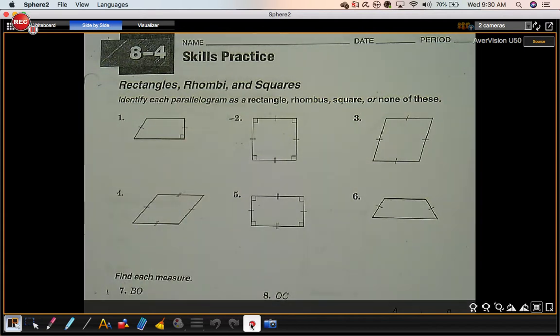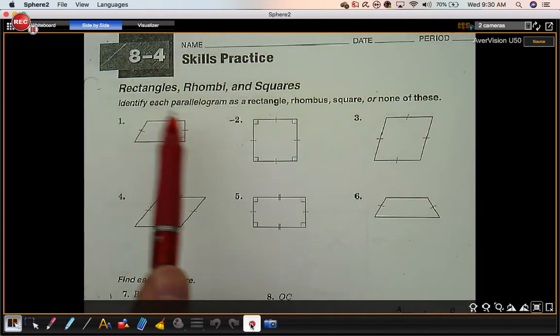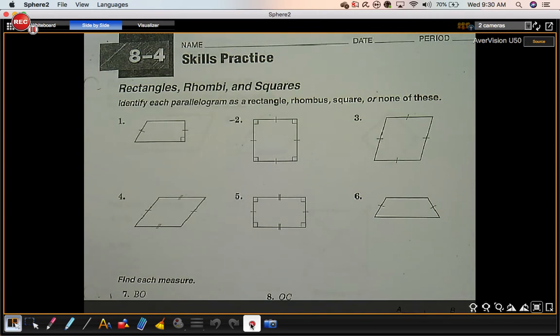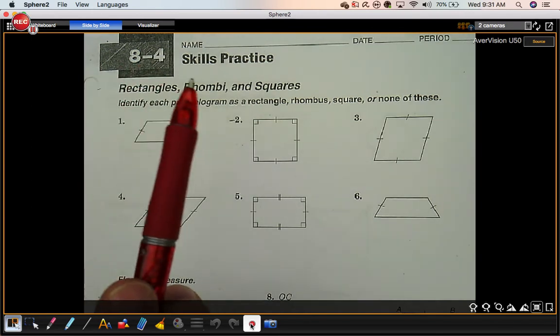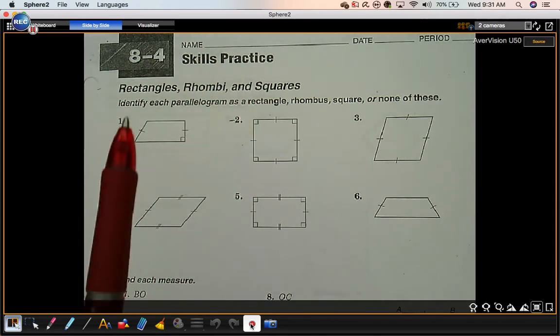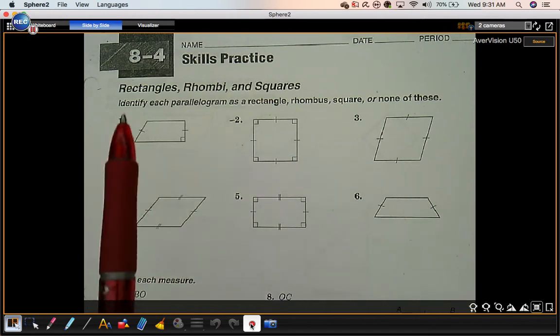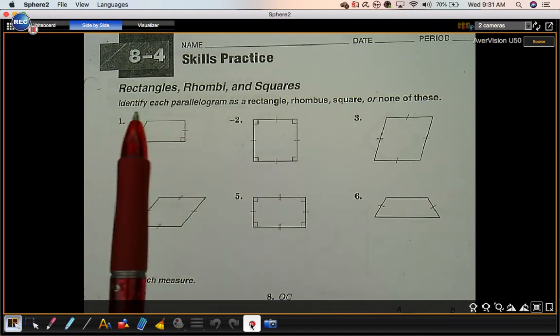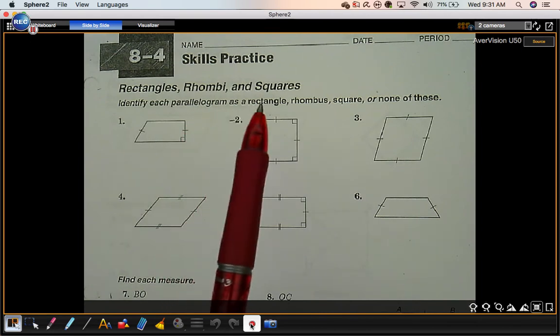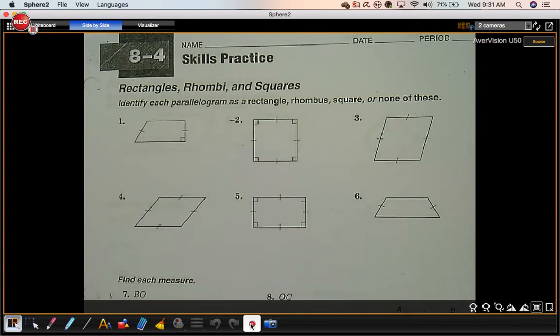Skills practice for section 8.4. It's on rectangles, rhombi, and squares. Those are all types of parallelograms. So they're telling you that each of these shapes is a parallelogram. Identify each parallelogram as a rectangle, a rhombus, a square, or none of them.